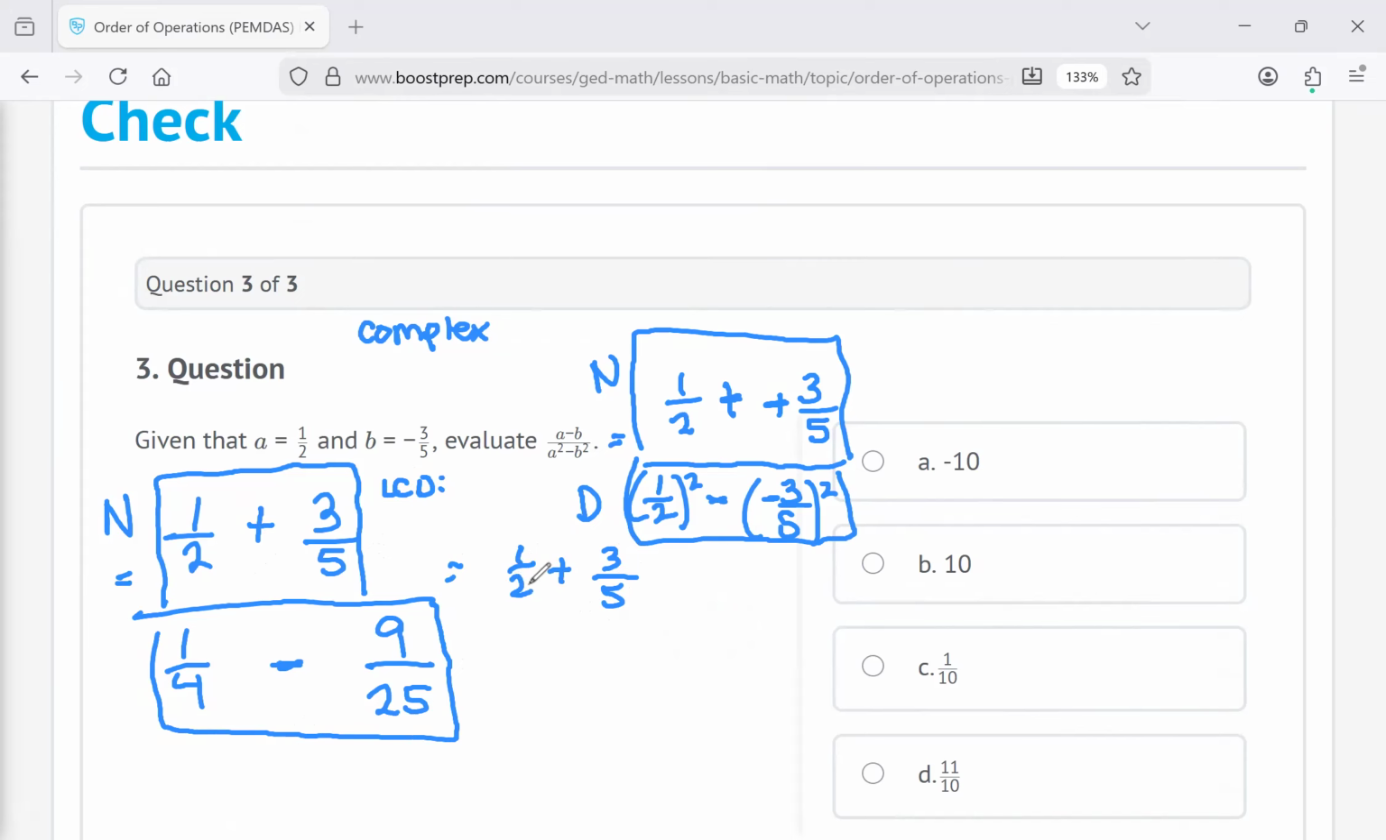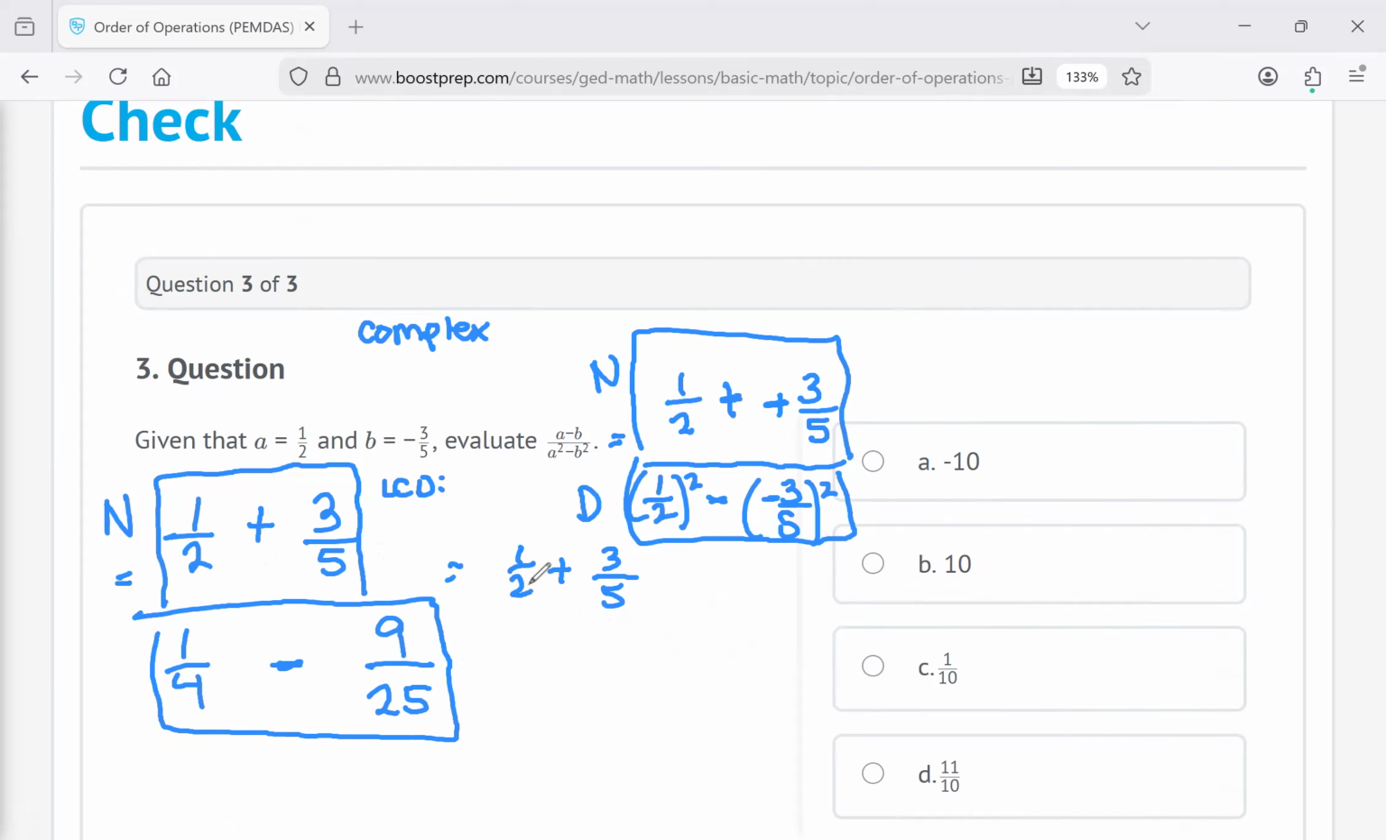So on the bottom you get 10. On the top, 5 times 1 is 5, plus 3 times 2 is 6. And then 6 plus 5 is 7, 8, 9, 10, 11. Eleven tenths. Now do the same thing on the bottom. So it's all over 1/4 minus 9/25.